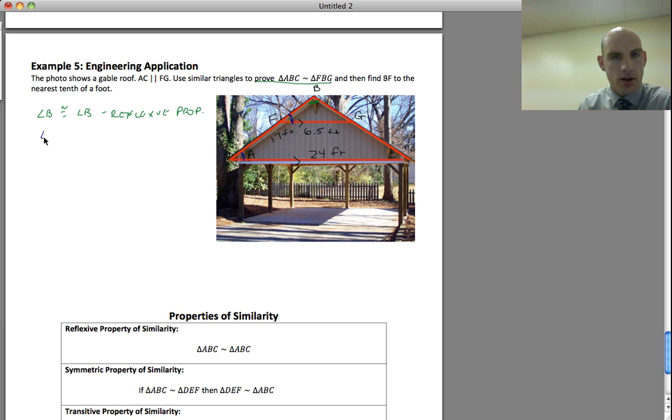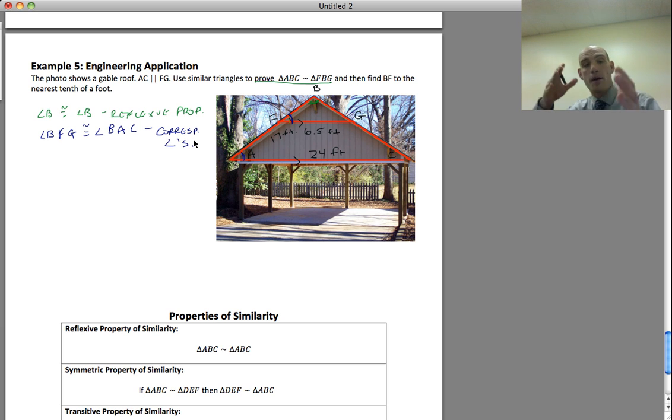Well, I can say that angle BFG is congruent to angle BAC because, look at this. If I have two parallel lines that are cut by a transversal, these are corresponding angles. Okay, so those are congruent.